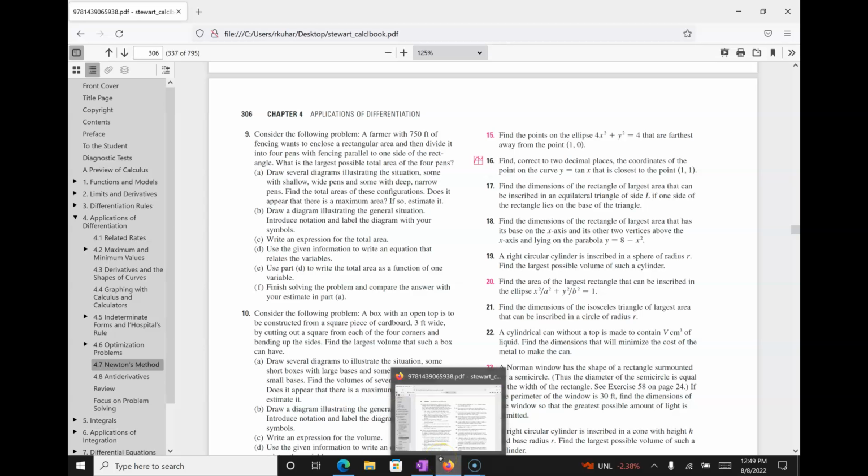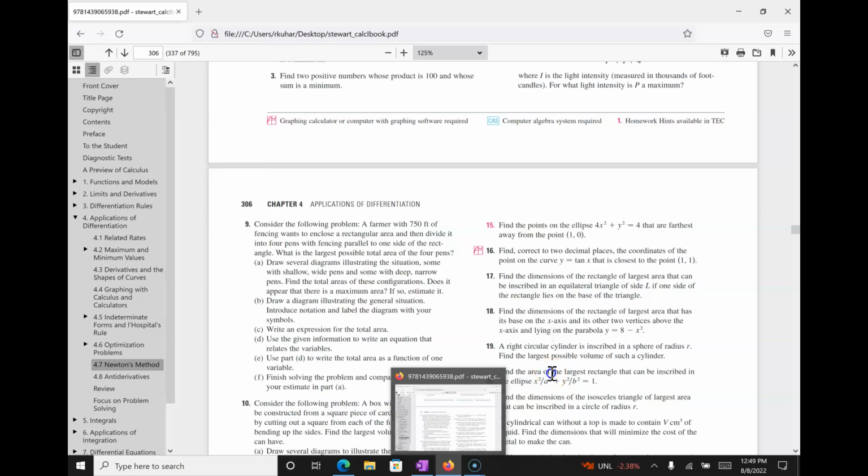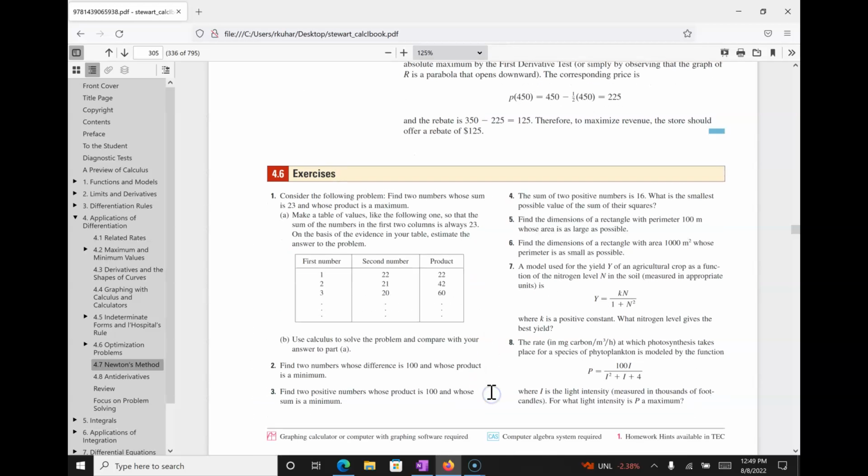Let's just pick one to start here. Let's do number 5. Find the dimensions of a rectangle with a perimeter of 100 meters whose area is maximized. Now, I'm doing this one without telling you how to do it, and then I'm going to write a step-by-step down, okay? So just bear with me as we do this problem.